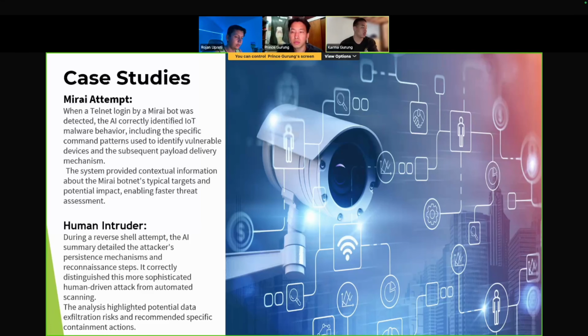Another is the human intruder. During the reverse shell attempt, the AI summary detailed the attacker's persistence mechanism and the reconnaissance steps. It correctly distinguished this more sophisticated human-driven attack from automated scanning. So basically, suppose some people don't want to steal our data, but they are just doing a DDoS attack, giving us unusual traffic, and they want to shut down our site.